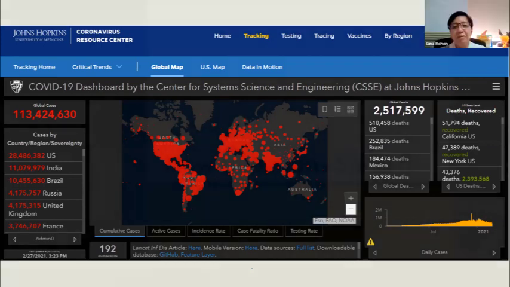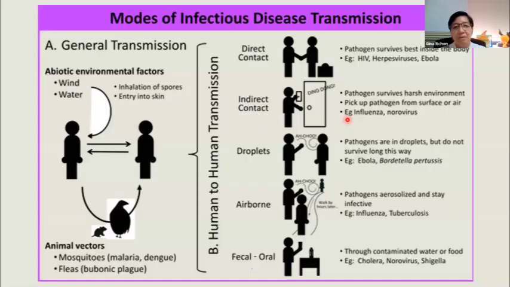So how do infections spread? No, in general, how do they spread? Okay, this was, again, Dr. Arlene referred to this. So we have general transmission. You can have the disease agent coming from the environment, directly from the wind and directly from the water impacting people, no? Or it can pass through animal vectors, as in the case of malaria and dengue, which pass through mosquitoes, or bubonic plague, which passes through fleas.